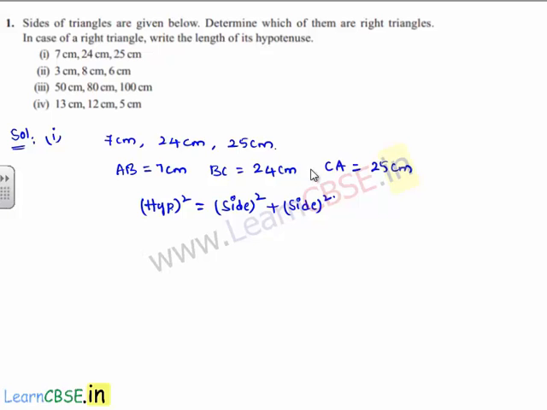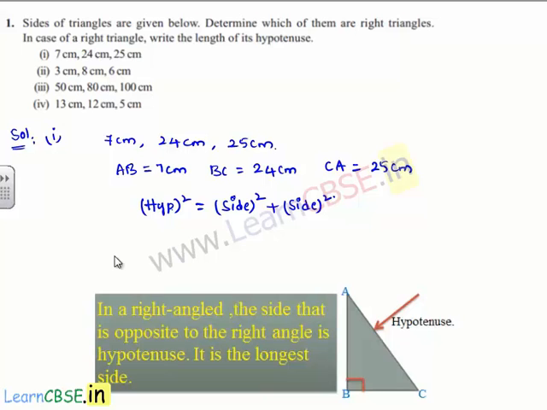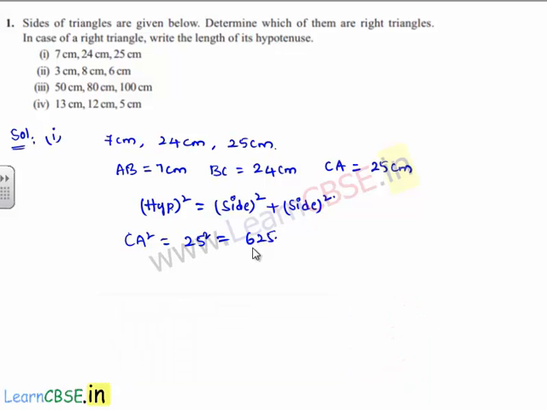We know that in right angle triangle, as hypotenuse is the largest side, let us take the square of hypotenuse, that is CA square, which is equal to 25 square, which is nothing but 625. Let us take the AB square plus BC square also, which is equal to 7 square plus 24 square, that is equal to 49 plus 576, which is nothing but 625 again.